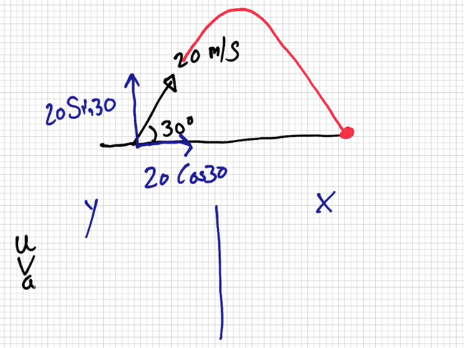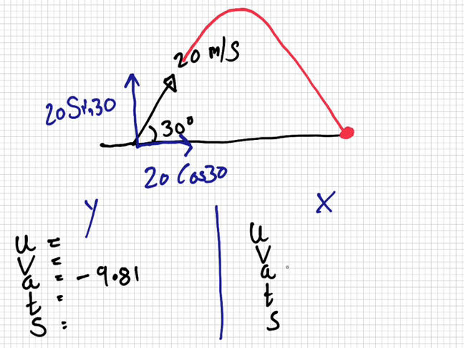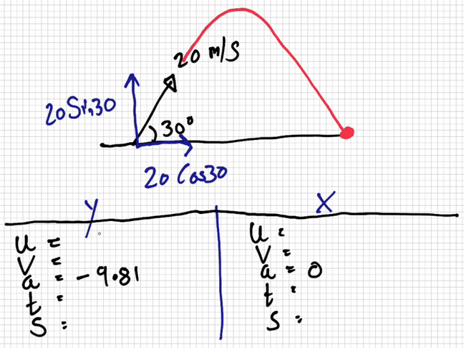So if I split vertical, horizontal: U, V, A, T, S, U, V, A, T, S. Can you type those in on the calculator? Tell me what you get, please. Well, I know the A here, and I know the A here. I'm using 9.8. It's my own question. U is 10. The vertical is 10, and then what's the horizontal? 17.3. V we don't know, T we don't know, S we don't know.